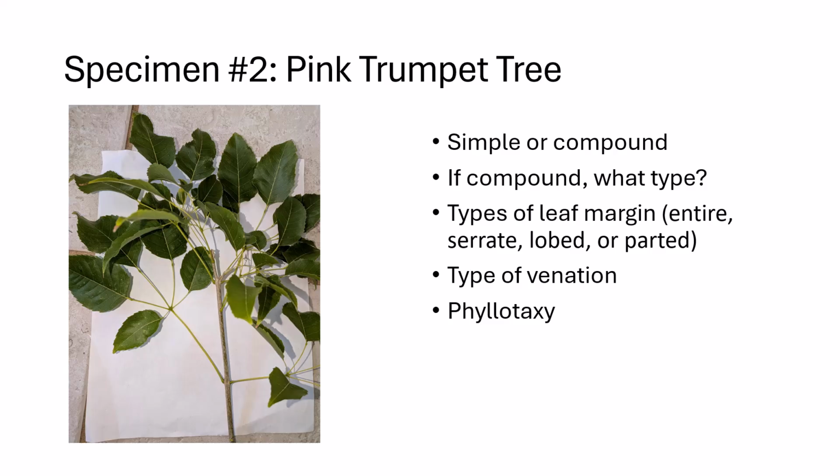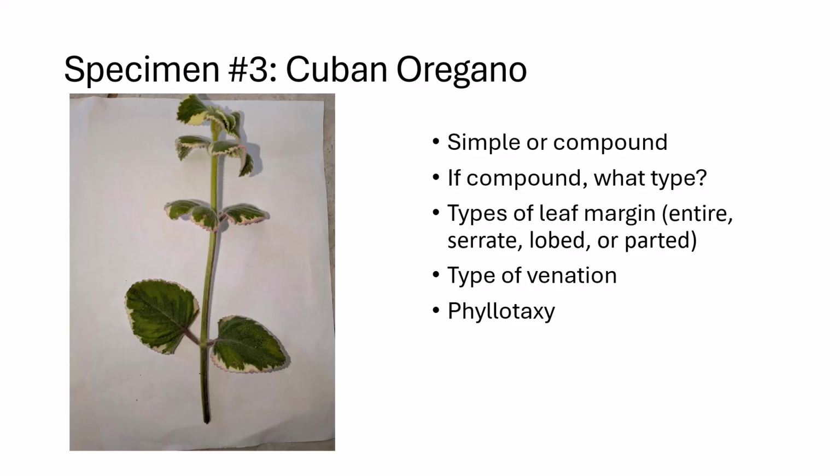Your third specimen is Cuban oregano, Coleus amboinicus. Take a look at the stem in the center and determine if it is simple or compound. If it is compound, what type? Palmate, pinnate, or bipinnate? What is the type of leaf margin? Entire, serrate, lobed, or parted? You can get more specific on this one if you want by going back and looking at the leaf margin slide, since this one is in between. Does it have pinnate, palmate, or parallel venation? Does it have alternate, opposite, or whorled phyllotaxy? Note each of these in the table in your lab notebook.